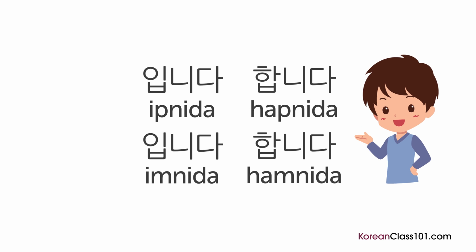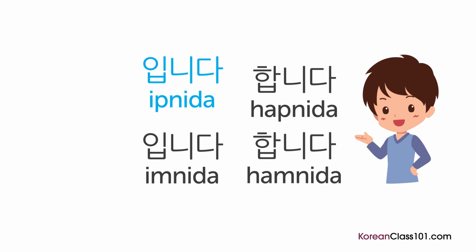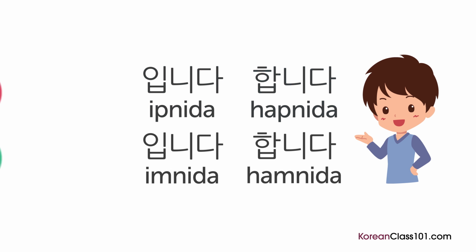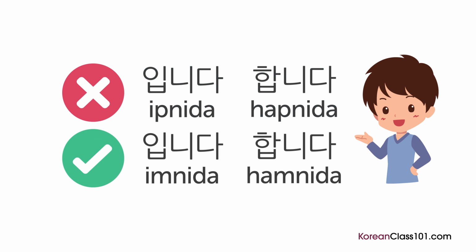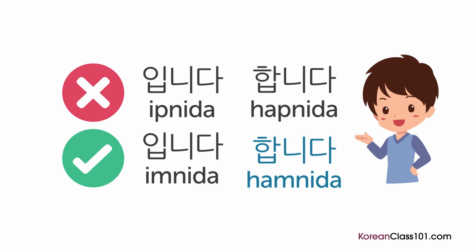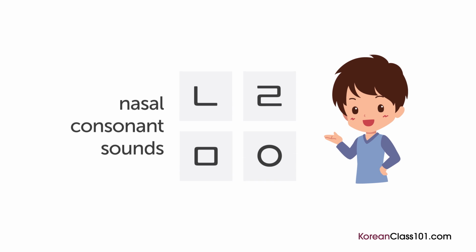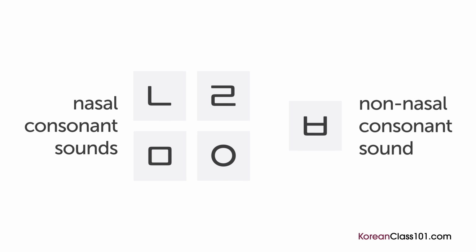For example, if you just read the Hangul on their own, you might want to say 입니다 and 합니다. But the correct pronunciations are actually 입니다 and 합니다. The nasal consonant sounds in Korean are 니은, 리을, 미음, and 이응. If you pair them with a non-nasal consonant sound, for example, 비읍, the pronunciation changes. This makes them easier to pronounce.